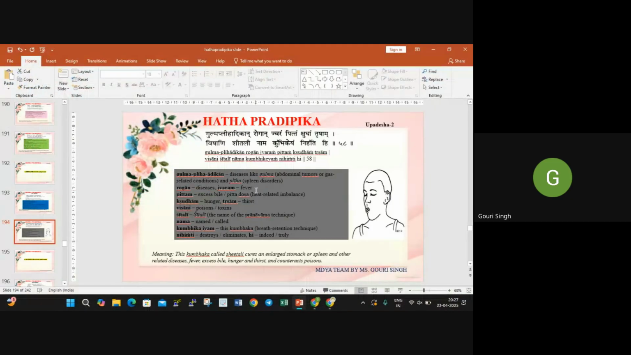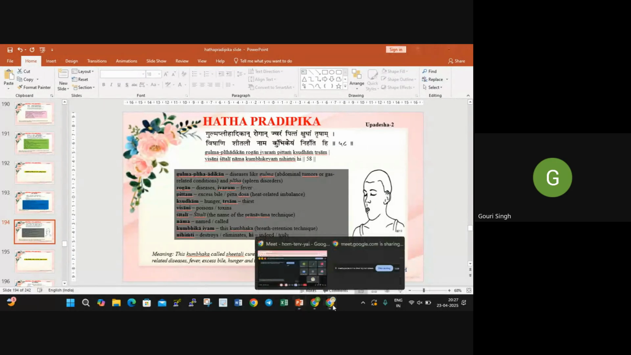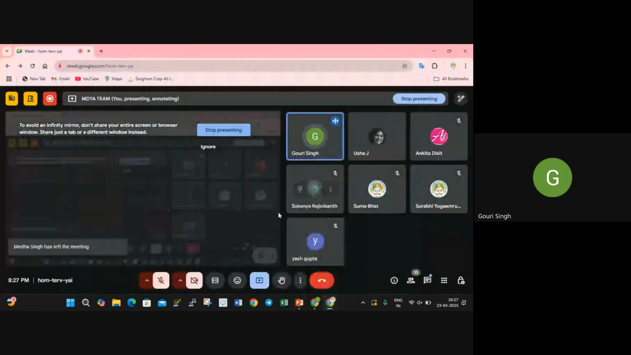So I want from everyone from tomorrow that all of you need to tell me the technique of the pranayam we discussed, and the benefits. Whomever I ask, he or she needs to tell me immediately.